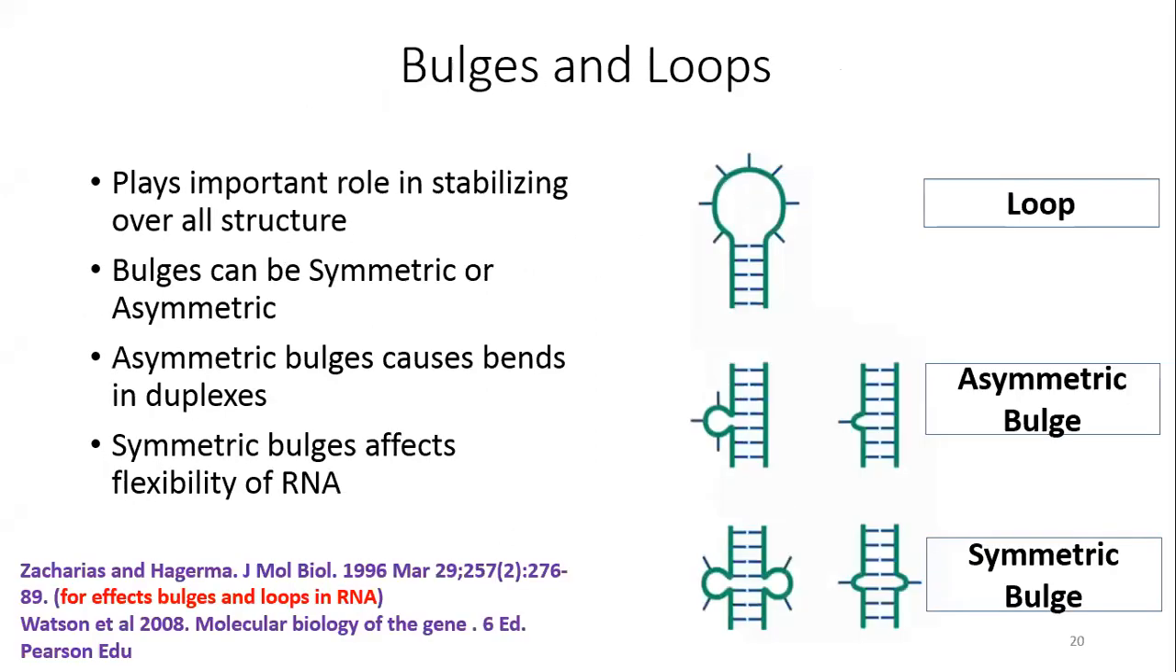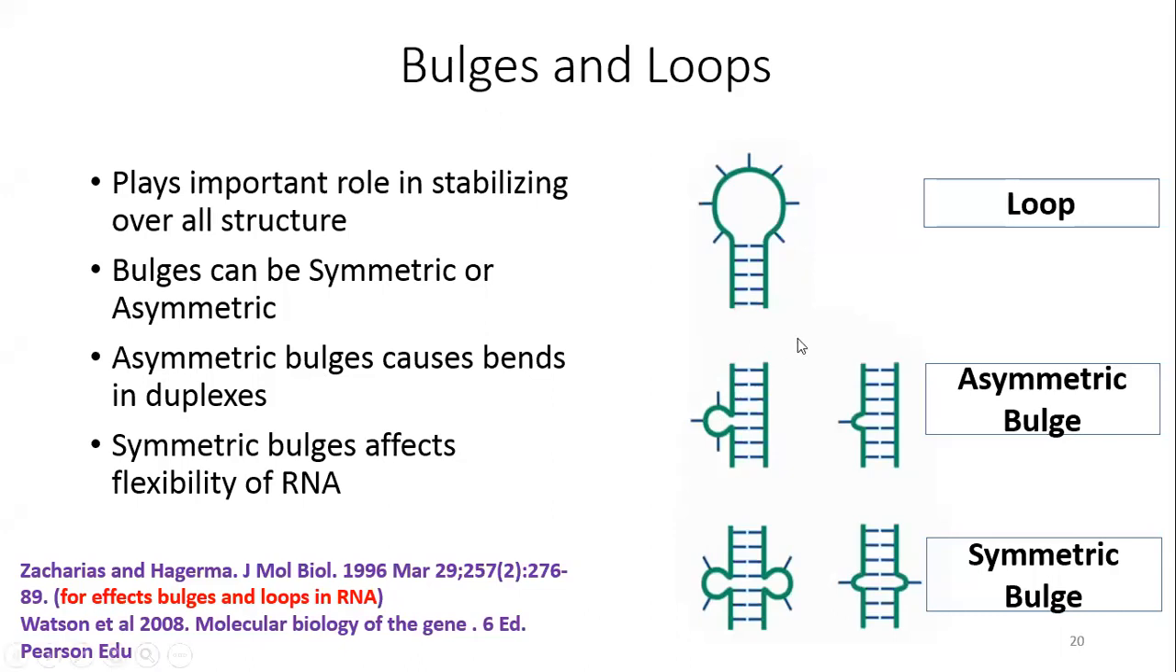Okay, so now let us talk about other secondary structures that are present. RNAs are also associated with bulges and loops. As you can see over here, this is called a loop while this is called a bulge. These bulges and loops play a very important role in stabilizing the overall structure of your RNA molecule.